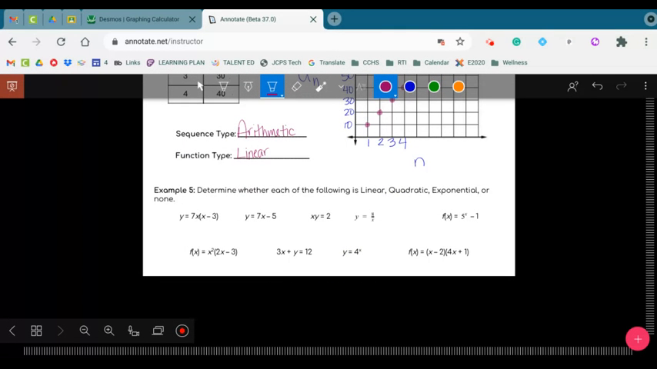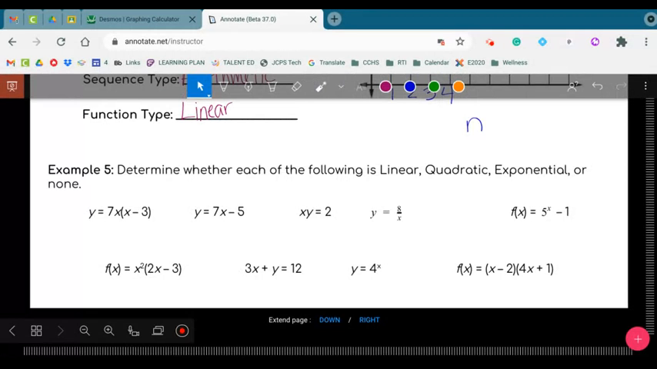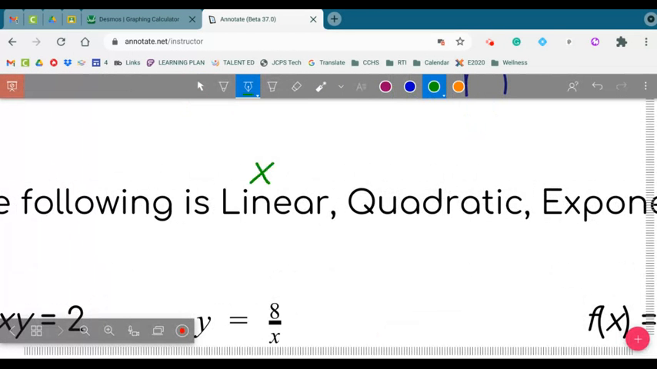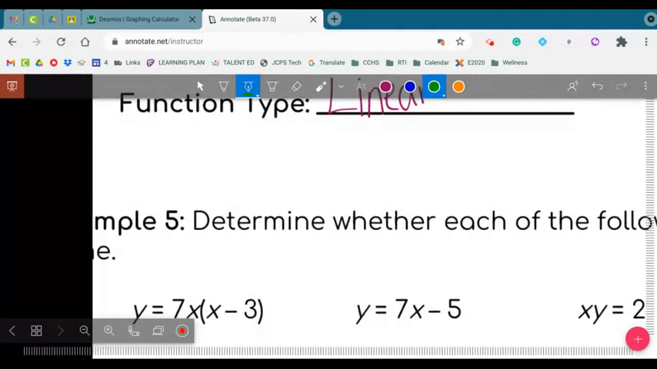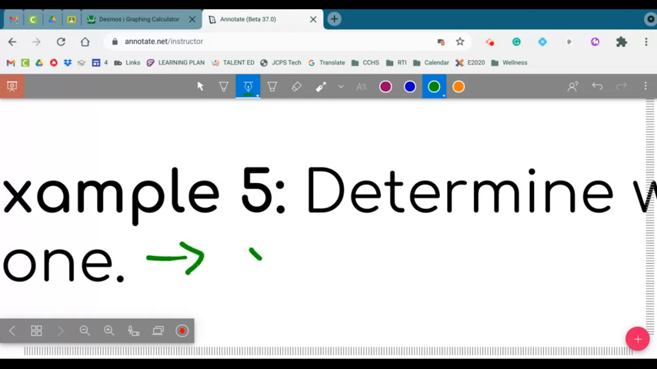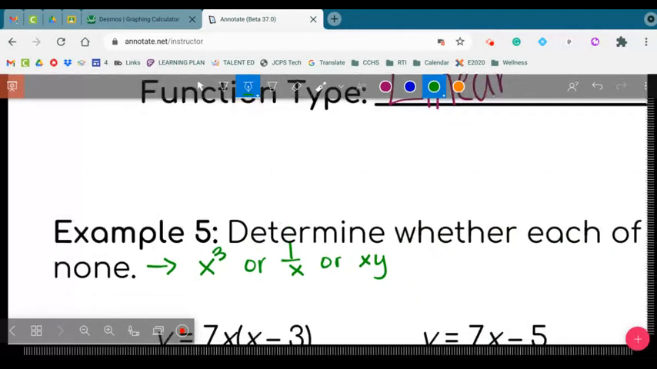So we're going to determine if it is linear, quadratic, or exponential. So if you remember, linear, you just have an x, quadratic is x squared, and then exponential, you have 2 to the x. If it is none, we would have x to the third, or 1 over x, or your x and your y will be right next to each other.